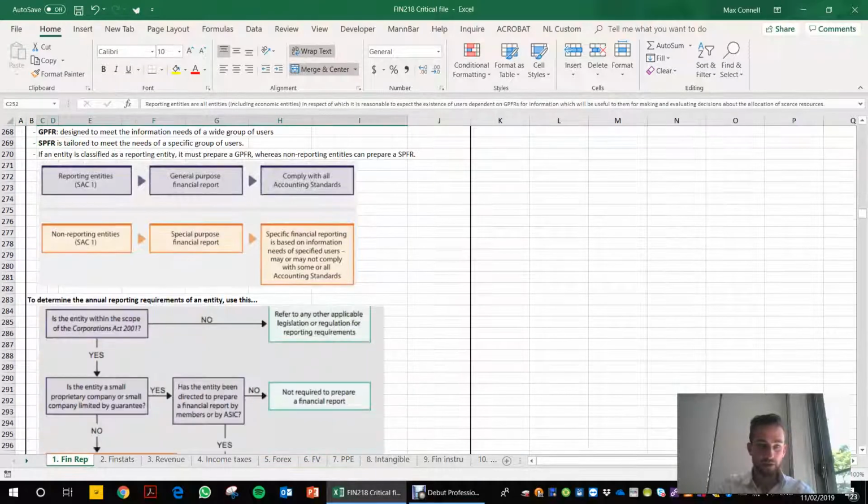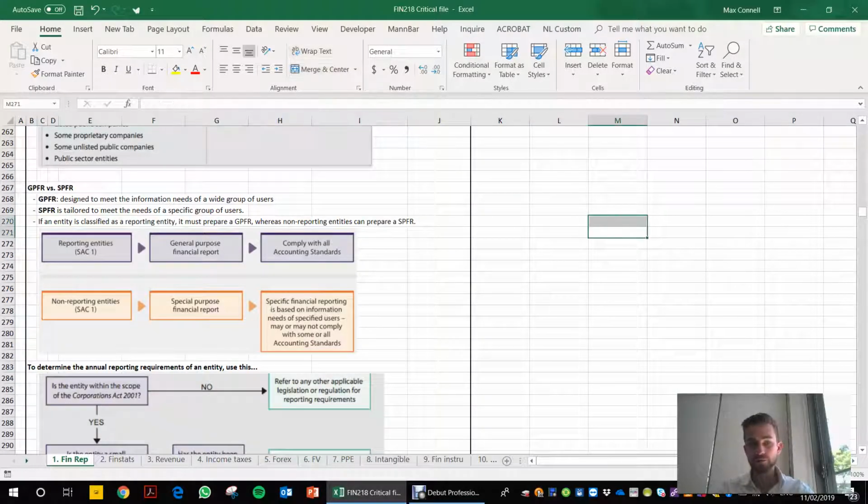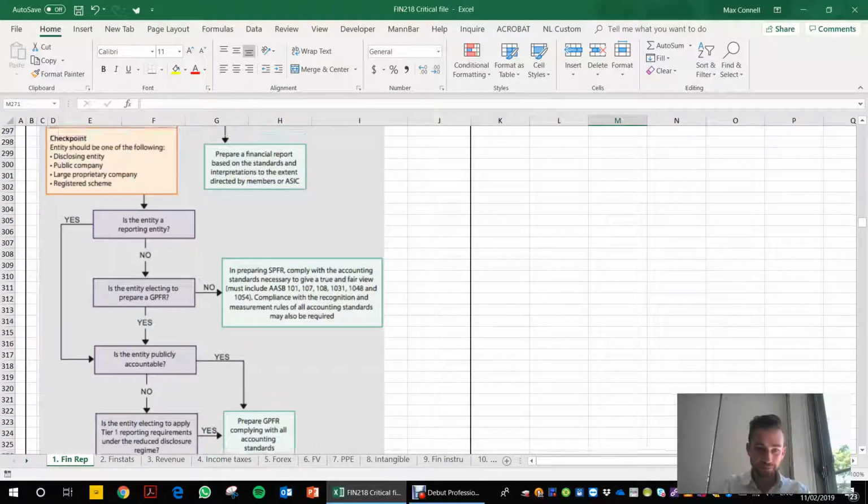Okay, so let's just skip through and we'll go to this point we talked about before. So it's the difference between general purpose financial statements and special purpose financial statements or reports. So general purpose is designed to meet the needs of a wide group of users, for example, shareholders, stakeholders, etc. So anything which is a public entity needs to have general purpose financial reporting. Now, special purpose is tailored to meet the needs of a specific group of users. If it's just a small private company, you only need to prepare special purpose financial statements unless ASIC says otherwise.